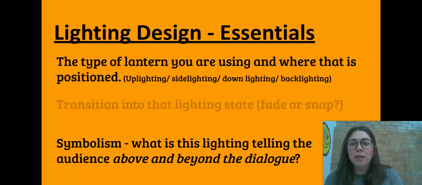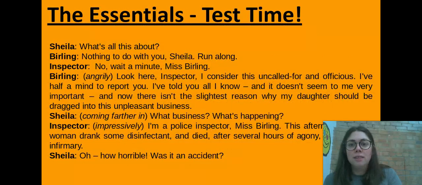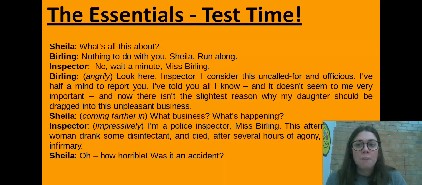Again, have a little look at this extract here and make notes on which types of lanterns you're going to use: parcan, Fresnel, spotlight, floodlight, on-stage lighting. Look at the key terminology for lighting. Make sure you're using the correct one. Make notes on where the light is going to be positioned and where the light is shining onto the stage. And think about your transitions. Is it a snap in and out or a fade in and out? And what is the symbolism of your choices? Off you go.